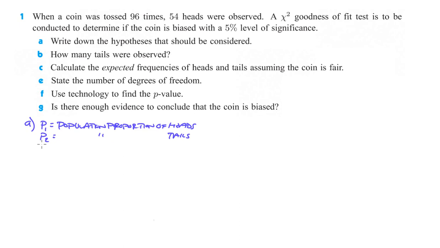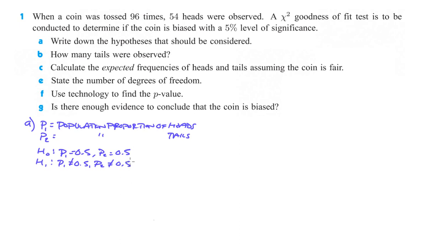So with that, now we can write our H0 and our H1, right? So our null hypothesis and alternate hypothesis. The null hypothesis is always going to be that everything's fine, nothing's biased. So that would be when P1 equals 0.5 and P2 equals 0.5 as well. The alternate hypothesis would simply be P1 does not equal 0.5 and P2 does not equal 0.5 as well. Okay? So that's for part A.